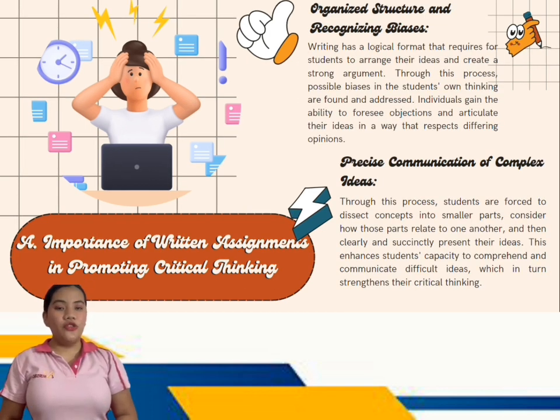Organizing structure and recognizing biases. Writing has a logical format that requires students to arrange their ideas and create a strong argument. Through this process, possible biases in the student's own thinking are found and addressed. Individuals gain the ability to foresee objections and articulate their ideas in a way that respects different opinions.